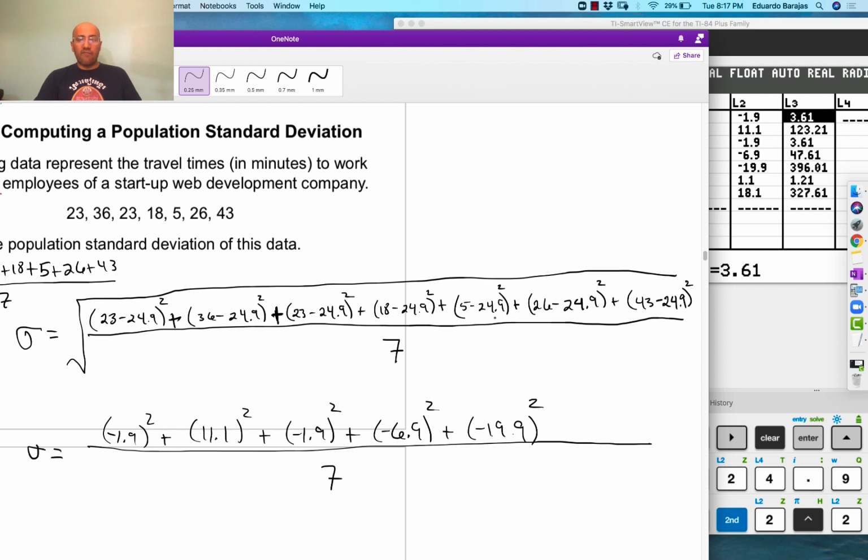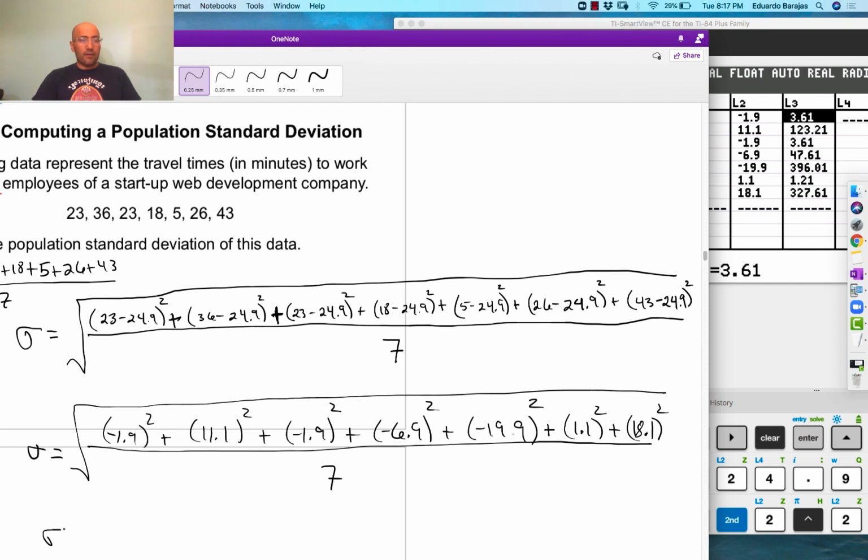That's this one, 5 minus 24.9. Plus the next one is 1.1, and that gets squared. Plus the last one is 18.1, the difference between 43 and 24.9. That's going to be 18.1, and now that gets squared. We're going to square all those, add them together, and then take the square root as a final step.